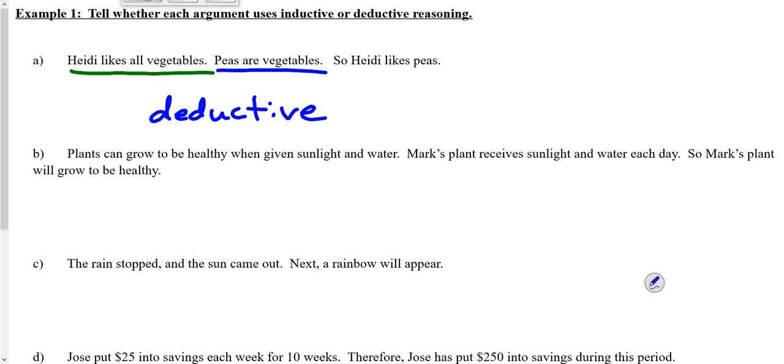It's just a common observation that plants grow given sunlight and water. Or maybe we see a pattern of plants growing because they have sunlight and water. But it's not a guarantee. So this is inductive because we're using the pattern of what we know about nature or what we see in nature to help us out with that. So that is inductive. So picking out the differences in deductive and inductive can kind of be difficult sometimes.